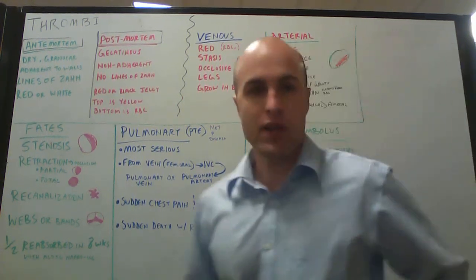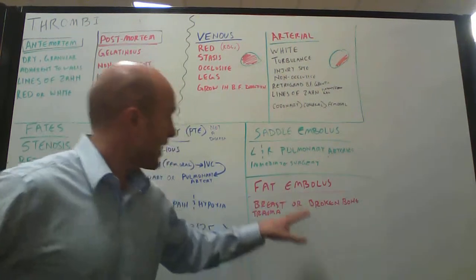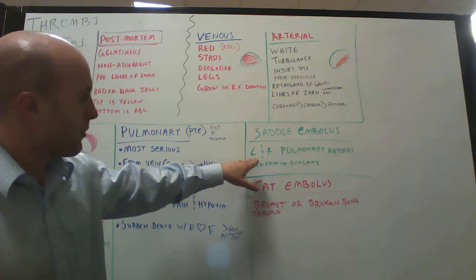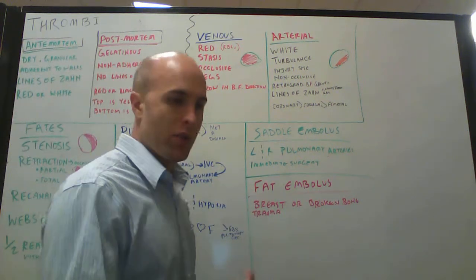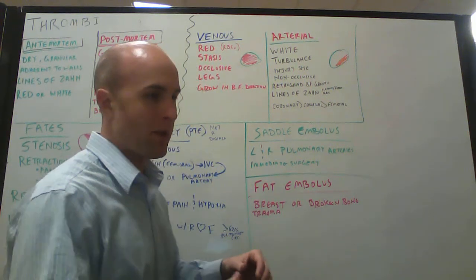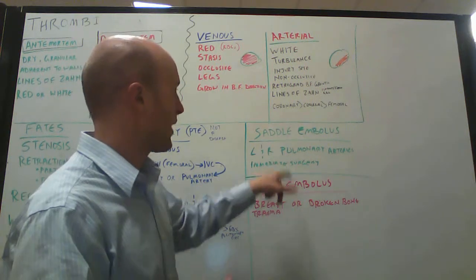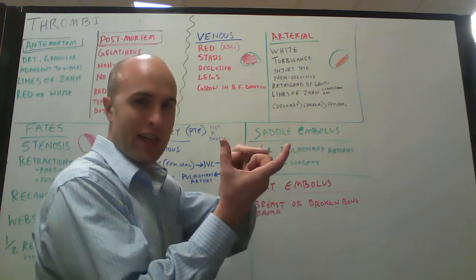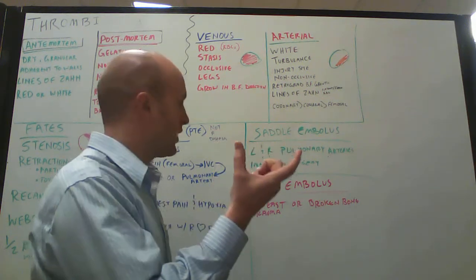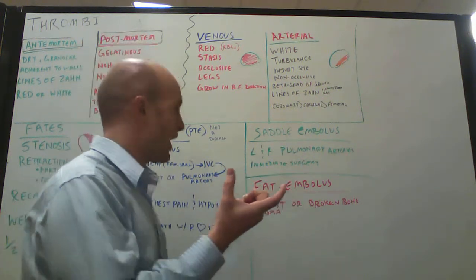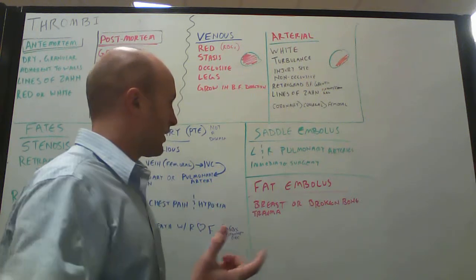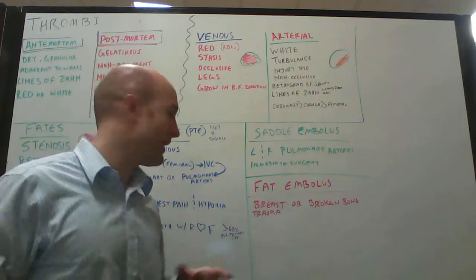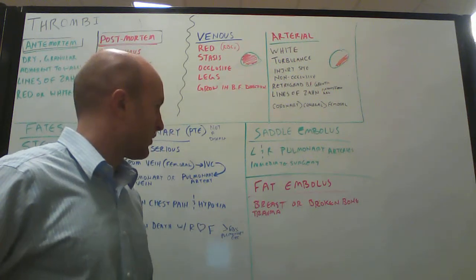The other kind here is going to be a saddle embolus. A saddle embolus can occur when a thrombus goes up and there's this branch between the left and the right pulmonary arteries, and it just gets wedged there, kind of like a saddle between those two arteries. When it's stuck in there, if they don't die immediately, you're going to need immediate surgery, and that's a very serious one.